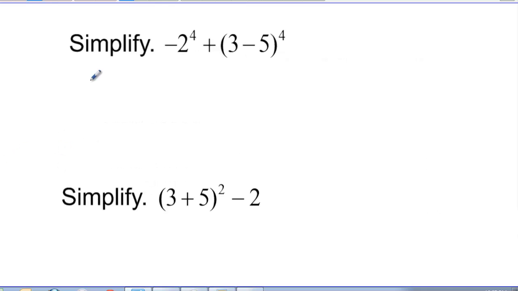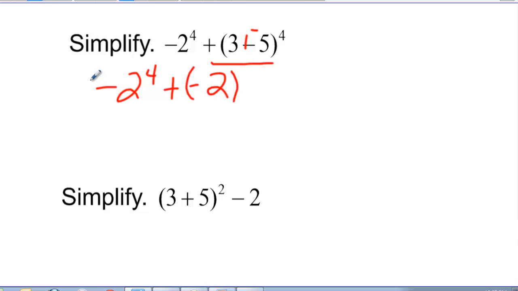Here's an example where we have to use order of operations with exponents. So I'm going to start at the very top of my order of operations and do parentheses first. So I will do this first part inside the parentheses, the subtraction problem first, -2 to the 4th power plus, and I'm going to just be rewriting the problem as I go, 3 minus 5 is the same thing as 3 plus -5, and 3 plus -5 gives me -2.